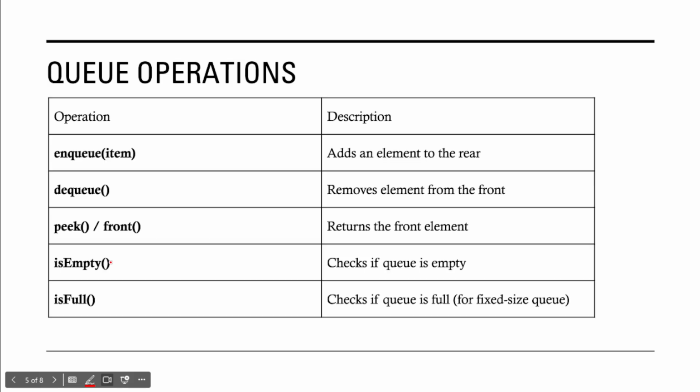Let's quickly go over the basic operations that every queue supports. Enqueue means adding an element to the rear. Dequeue means removing an element from the front. Peek or front gives you the first element without removing it. IsEmpty checks if the queue is empty. IsFull checks if it is full, which is used when we have a fixed size queue. We will implement all of these one by one in the upcoming videos, using both arrays and linked lists.